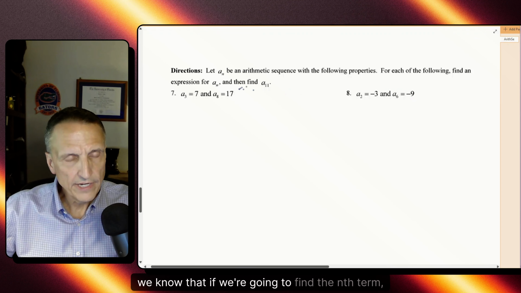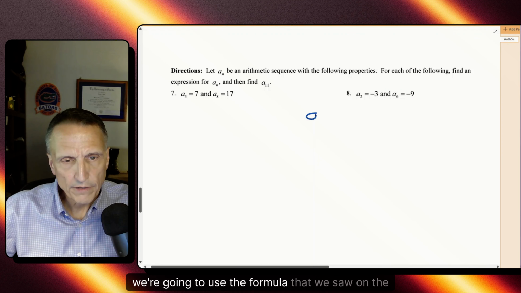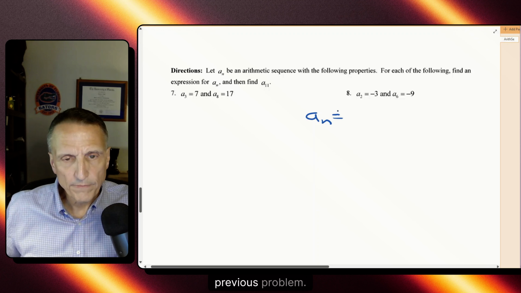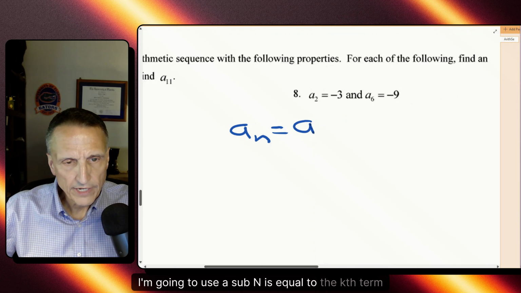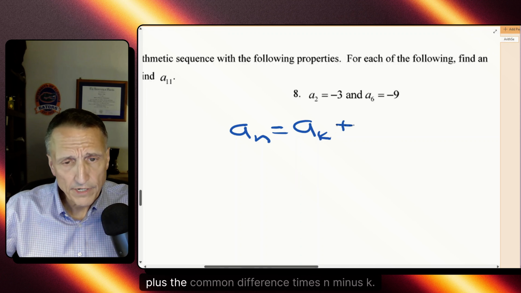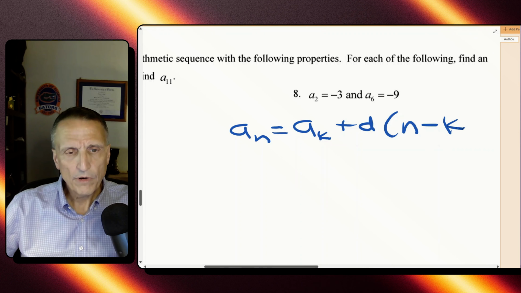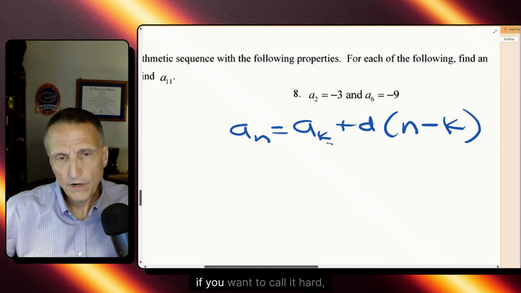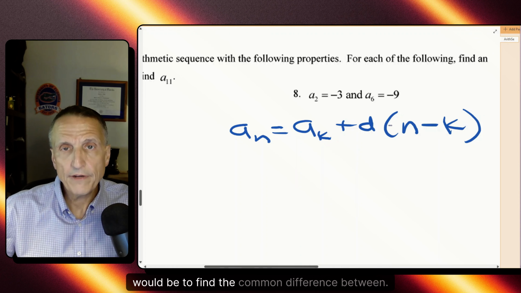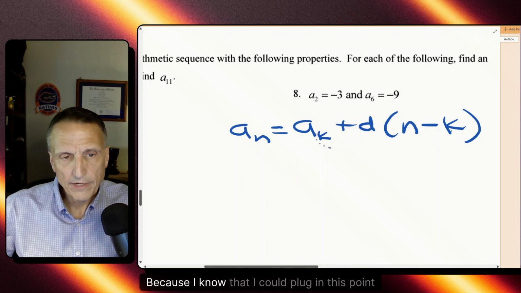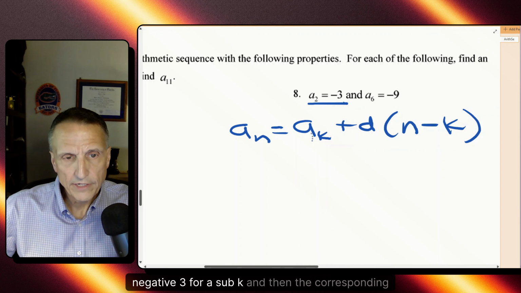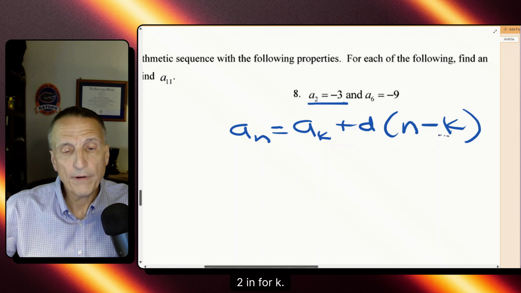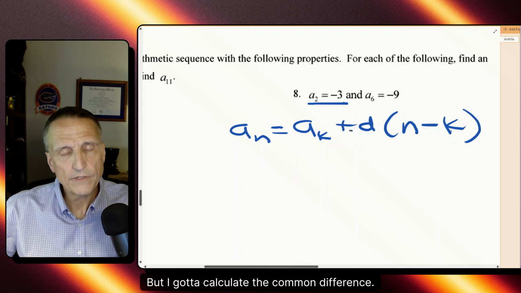Well, we know that if we're going to find the nth term, we're going to use the formula that we saw on the previous problem. I'm going to use a sub n is equal to the kth term plus the common difference times n minus k. The hardest part of this, if you want to call it hard, would be to find the common difference, because I know that I could plug in this point, negative 3 for a sub k, and then the corresponding 2 in for k, but I have to calculate the common difference.